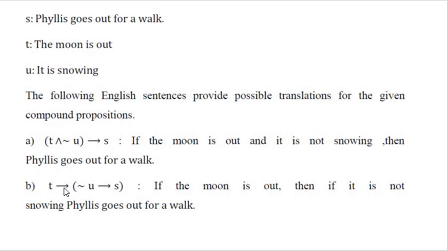Similarly, for the second given proposition, T implies negation U implies S: if the moon is out, then if it is not snowing, Phyllis goes out for a walk.